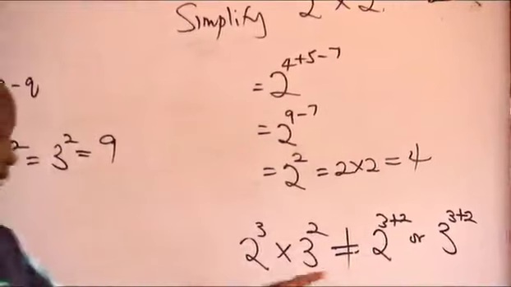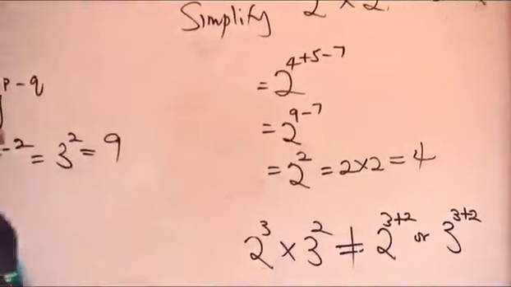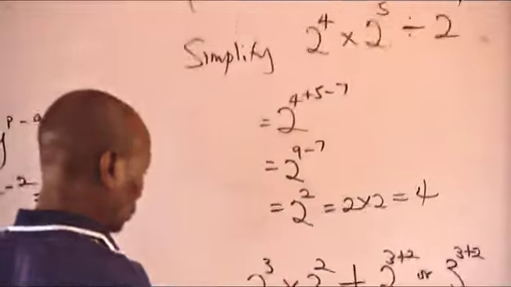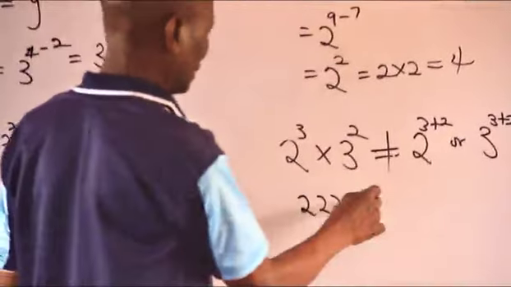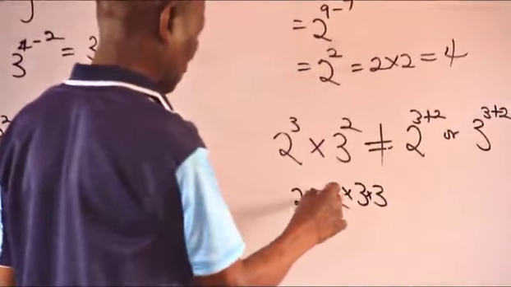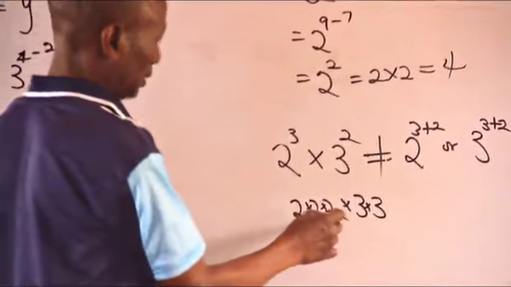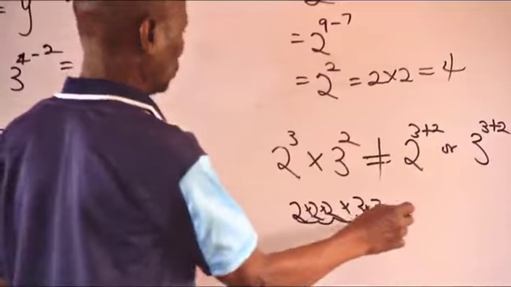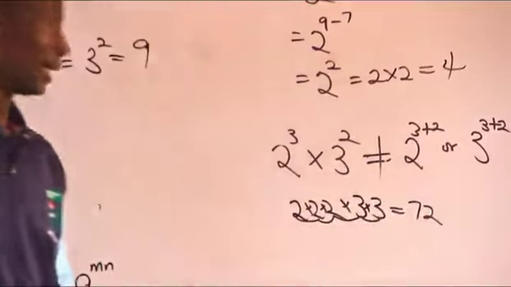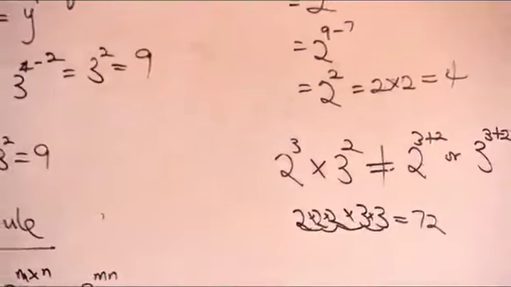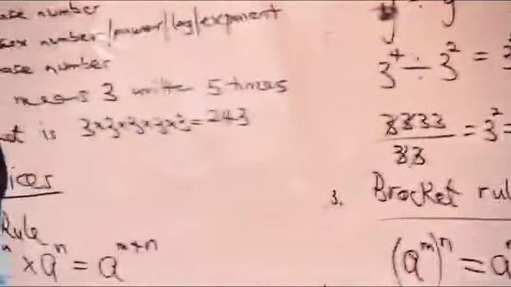So if I want to simplify, I have to do it separately. Take the 2, 3 times, take this 3, 2 times, then I will multiply. I have 4, 8, 24, 72. So don't apply the rule where the base numbers are not the same.